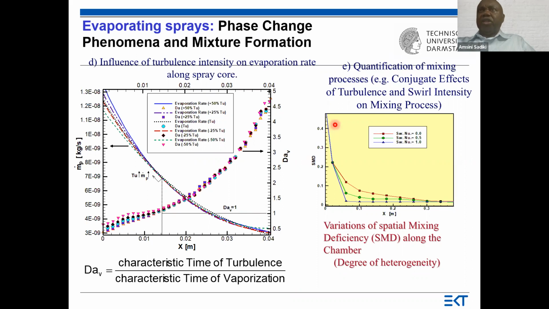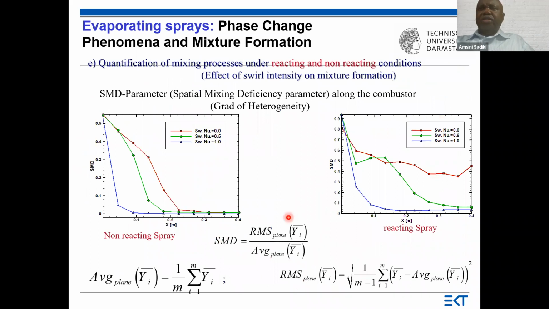The last point was to quantify the mixing process, that is, the conjugate effect of turbulence and swirl intensity on the mixing process. So we start with the variation of the spatial mixing deficiency along the chamber. That is the quantity I told you before, and we will define it here. The average on the plane we obtain in this way, with the number of samples and the RMS, which we obtain also in this way.